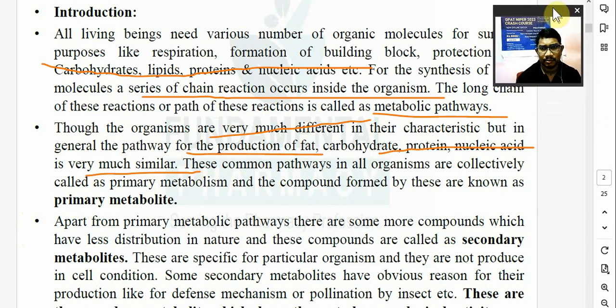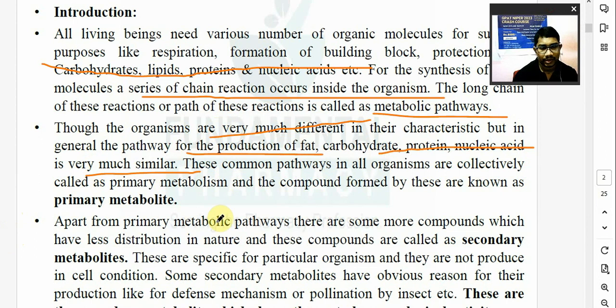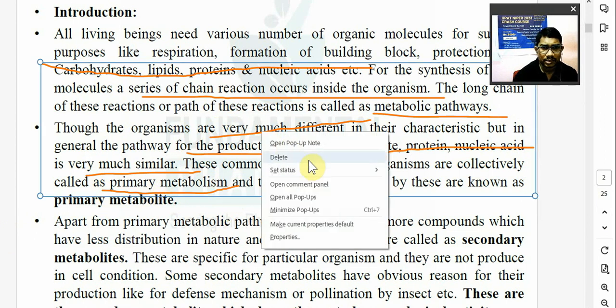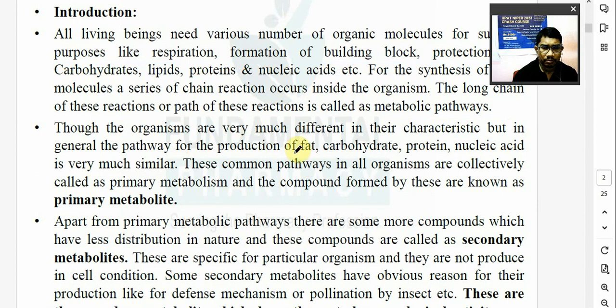इसको बोलेंगे primary metabolites. ठीक है, कार्बोहाइड्रेट, प्रोटीन, न्यूक्लिक एसिड, इसके लिए जो पाथवेज होते हैं सब में कॉमन होते हैं, and they are known as a primary metabolic pathway, and the product obtained after that primary metabolic pathway is known as a primary metabolite. प्राइमरी मेटाबोलाइट में क्या क्या आएगा? Mostly, okay, all biomolecules come under the primary metabolite.